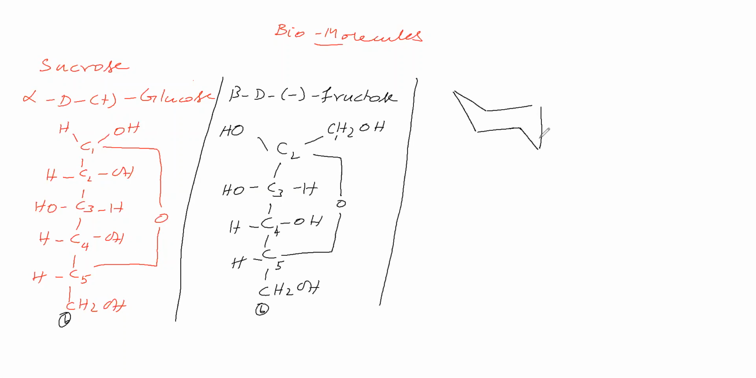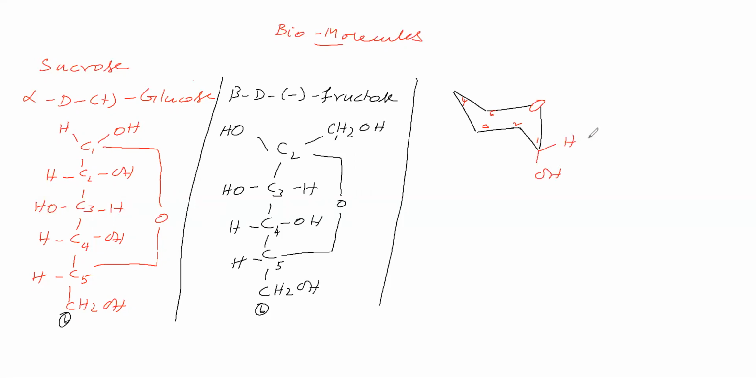Now, this is the first carbon, second carbon, third carbon, fourth carbon, fifth carbon. Between the fifth carbon and the first carbon, what is there? Oxygen is there. That oxygen is called the ether linkage. In the first carbon, the OH group is on the right side. That we will write here.